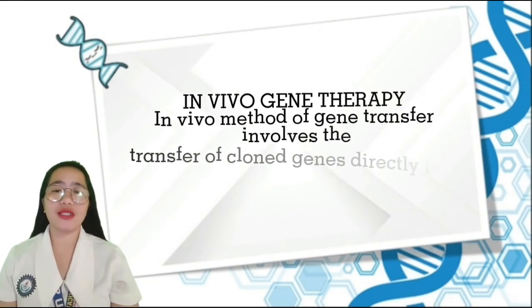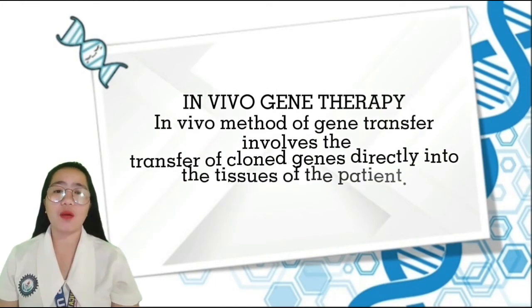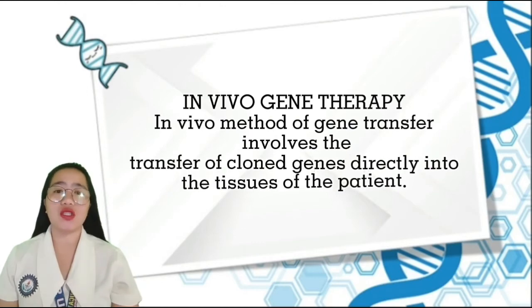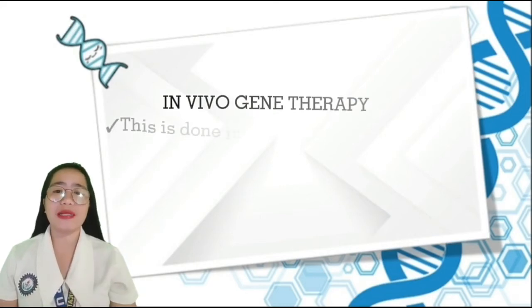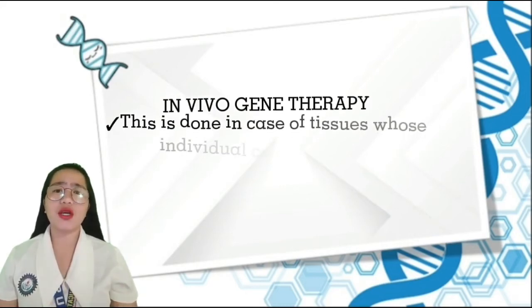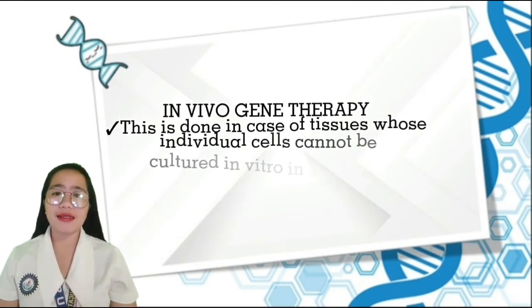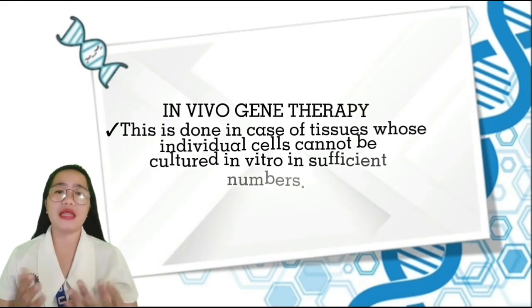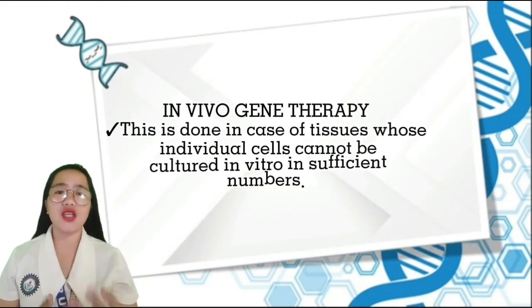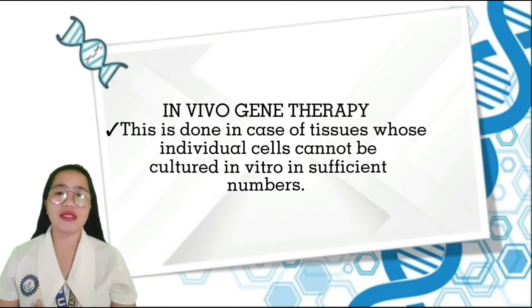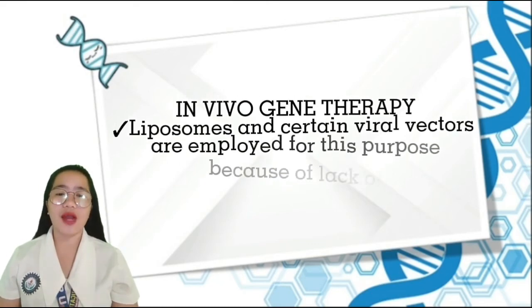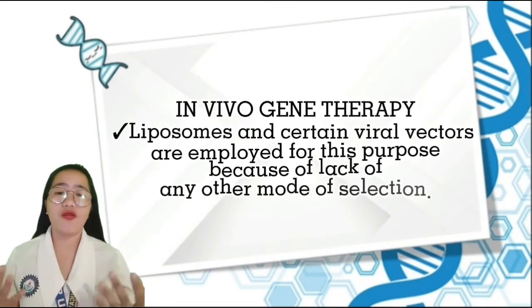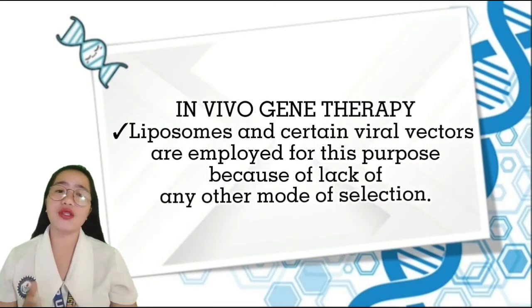The in vivo method of gene transfer involves the transfer of cloned genes directly into the tissues of the patient. This is done in the case of tissues whose individual cells cannot be cultured in vitro in sufficient numbers, like brain cells, and where reimplementation of the cultured cells in the patient is not efficient. So liposomes and certain viral vectors are employed for this purpose because of the lack of any other mode of selection.